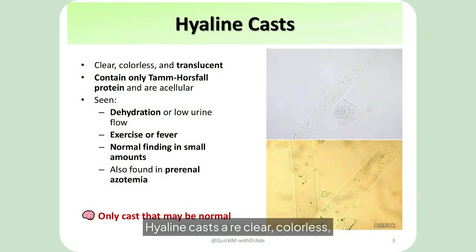Hyaline casts are clear, colorless, and translucent, containing only Tamm-Horsfall protein. They are seen in dehydration, exercise, fever, prerenal azotemia, and may be normal in small amounts. Hyaline casts are the only type that can be considered normal under certain conditions.